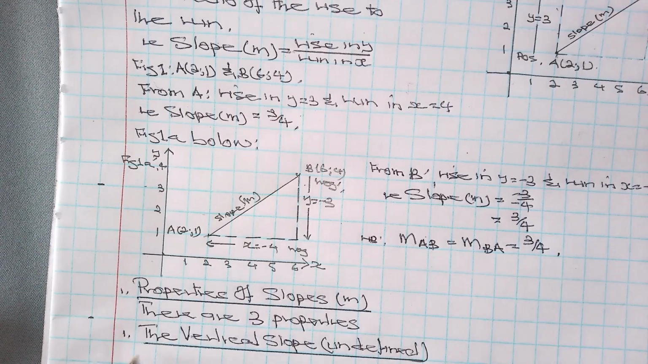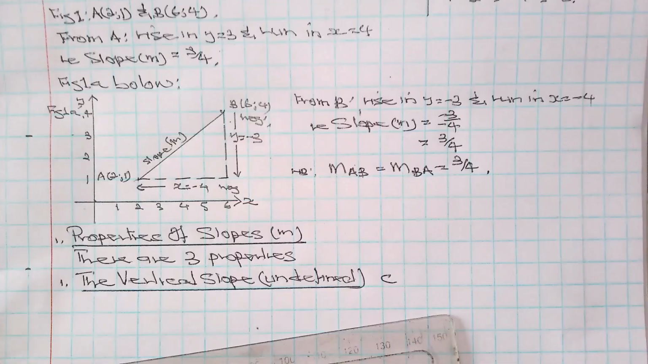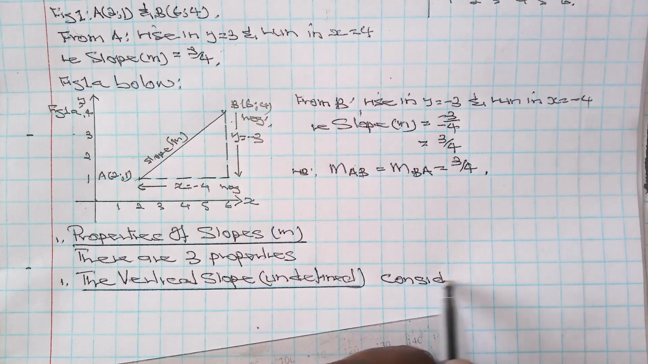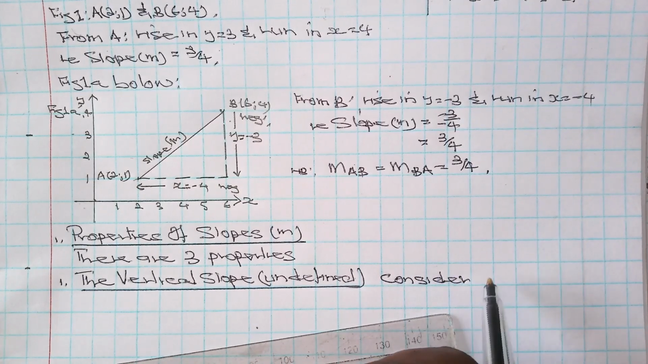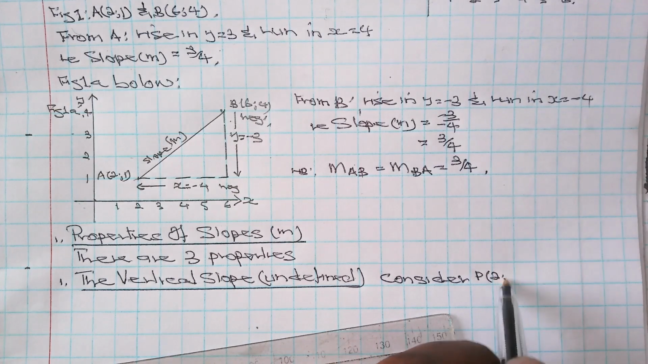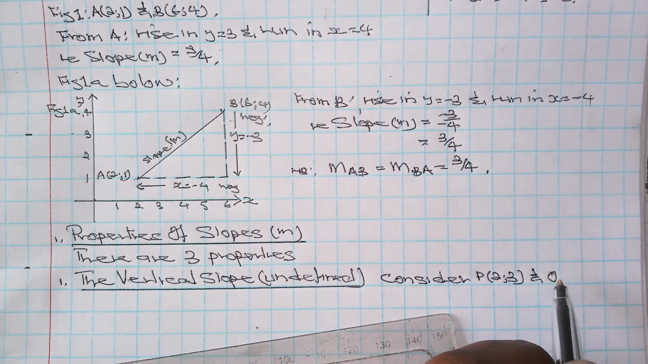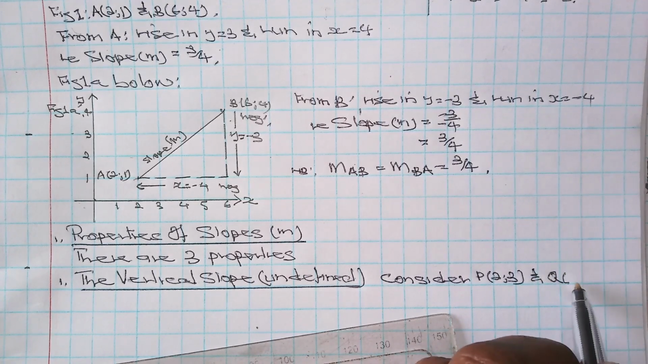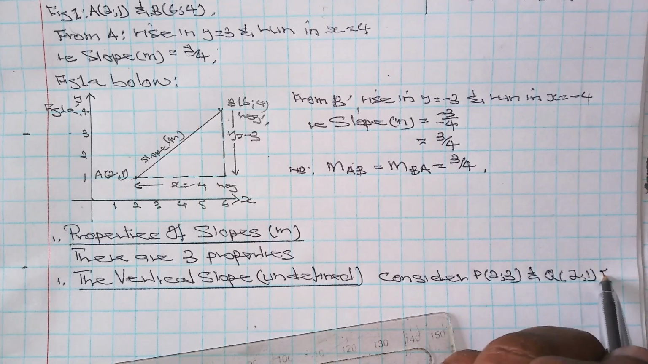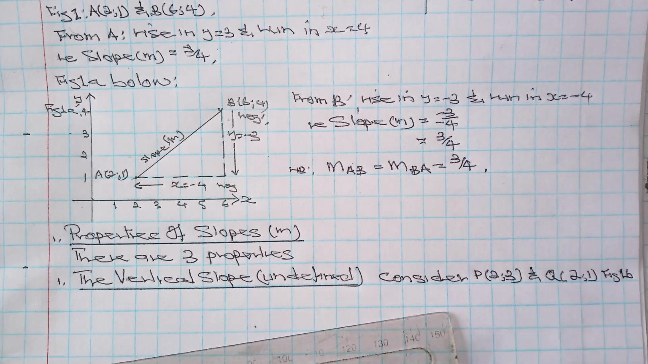Consider point P, with coordinates 2 and 3, and point Q, with coordinates 2 and 1, and we call it figure 1B. Figure 1B.